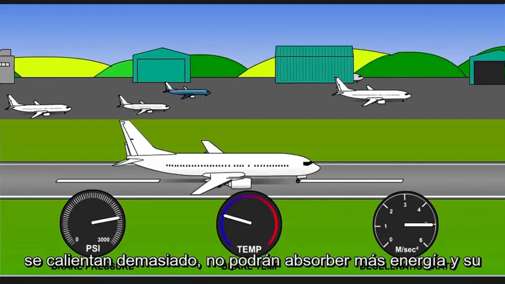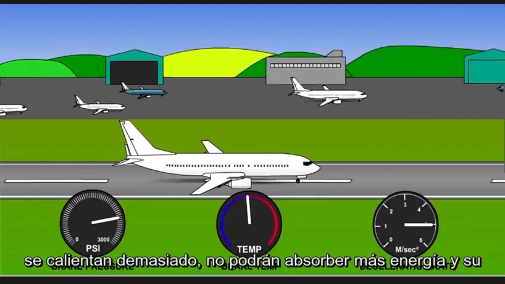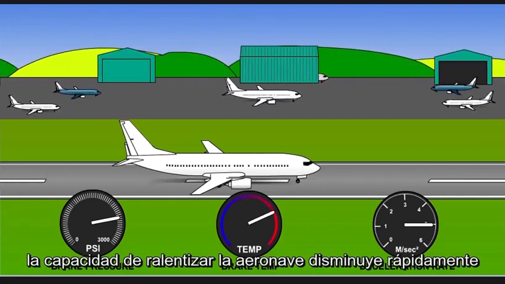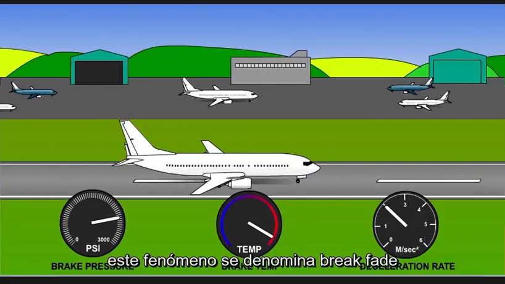If, in spite of all of this, the brakes become too hot, they will not be able to absorb any further energy, and their ability to slow down the aircraft rapidly diminishes. This phenomenon is termed brake fade.